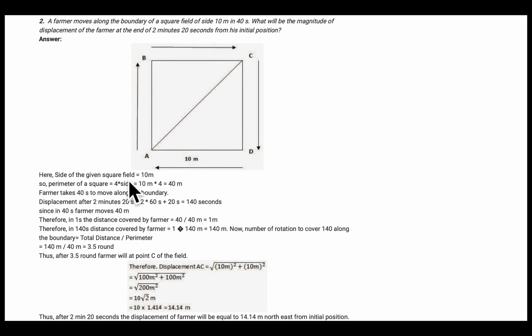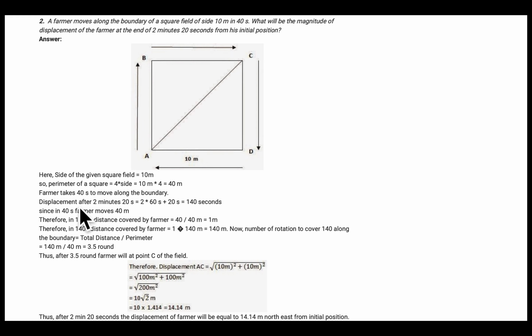The side of the given square field is 10 meter. कितनी है side square field की? We are given that the square field has side 10 meter. Perimeter कितना हो जाएगा? 4 sides means 40 meter. तो 40 मीटर को कवर करने में फार्मर को कितना टाइम लग रहा है? 40 सेकेंड्स. The farmer takes 40 seconds to move along the boundary.